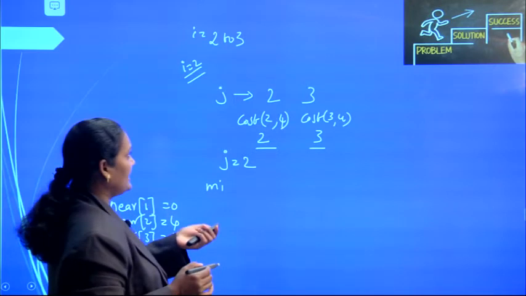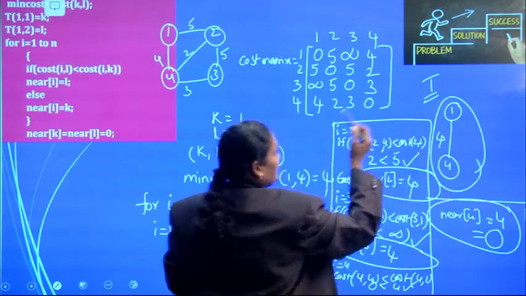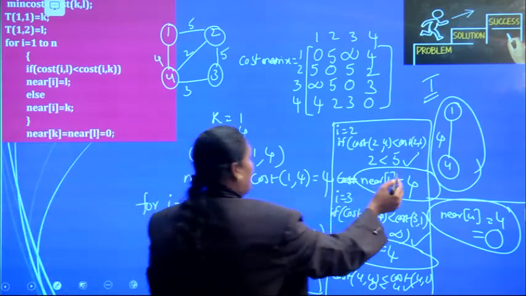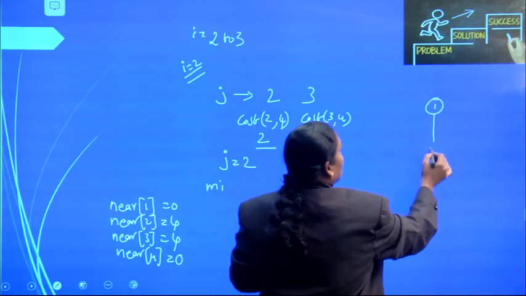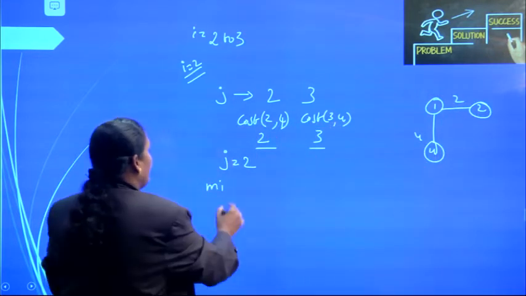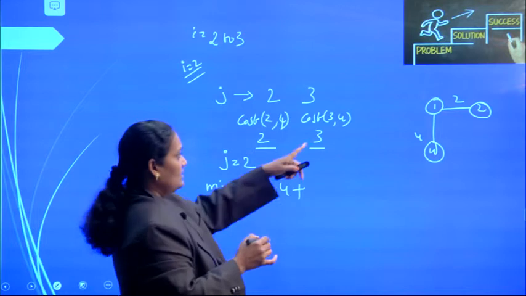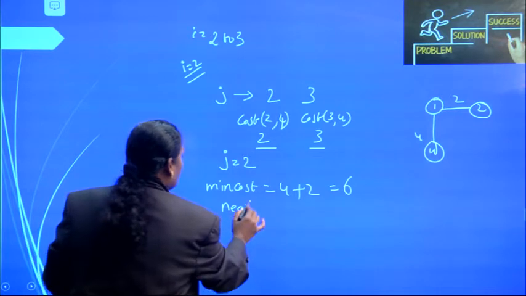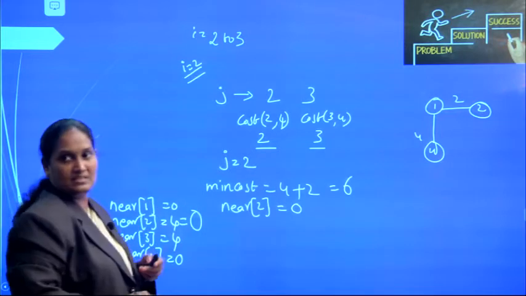Now we need to add that j to the minimum cost spanning tree. Here I already have a spanning tree which contains the vertices 1, 4. I need to add 2 also to the minimum cost spanning tree. So 2 is added and its cost is 2, and the minimum cost is updated: earlier we had 4, now we added 1, 2, so the minimum cost becomes 6. We need to make near of j as 0, that is near 2 becomes 0.